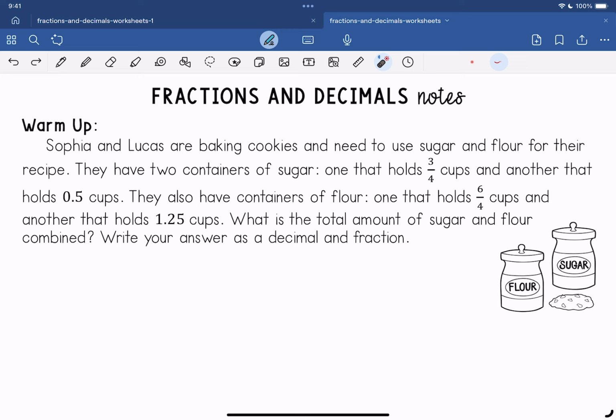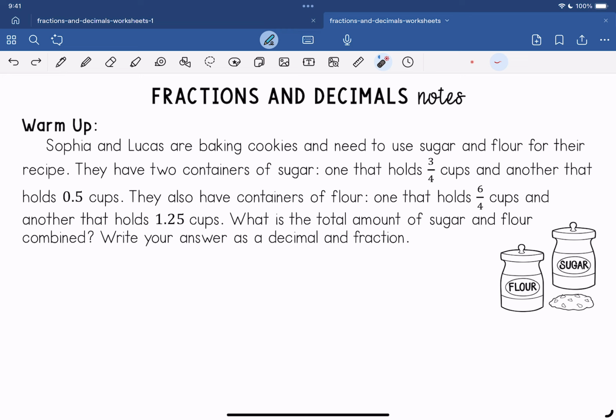Sophia and Lucas are baking cookies and need to use sugar and flour for their recipe. They have 2 containers of sugar, one that holds 3/4 cups and another that holds 0.5 cups. They also have containers of flour, one that holds 3/4 cups and another that holds 1.25 cups. What is the total amount of sugar and flour combined? Write your answer as a decimal and fraction.